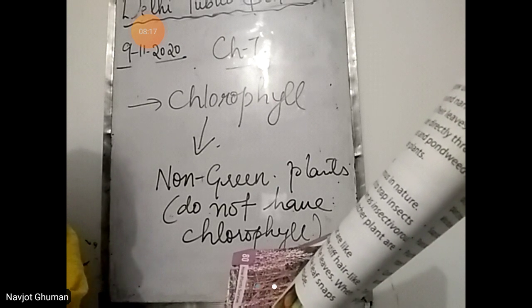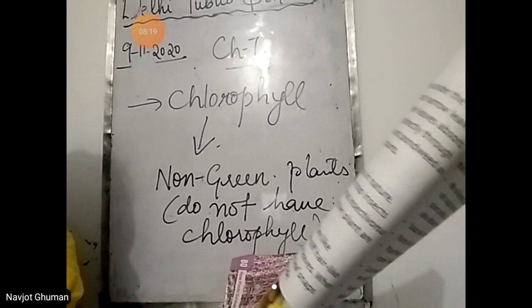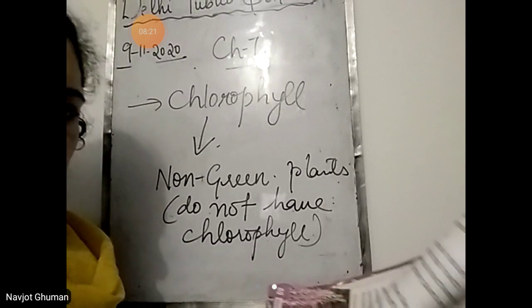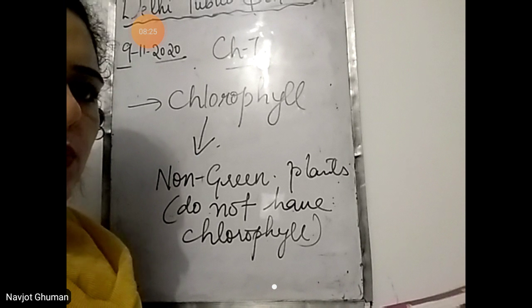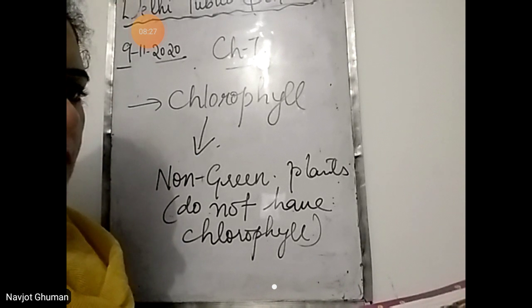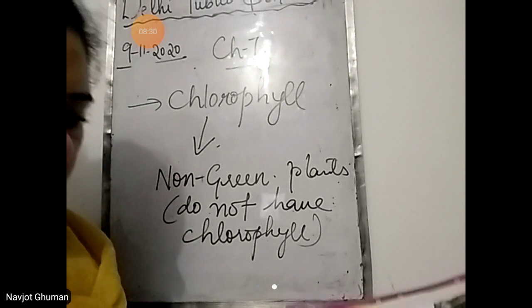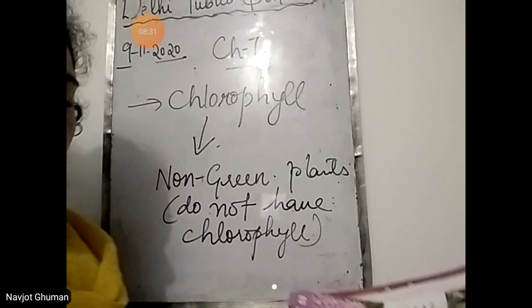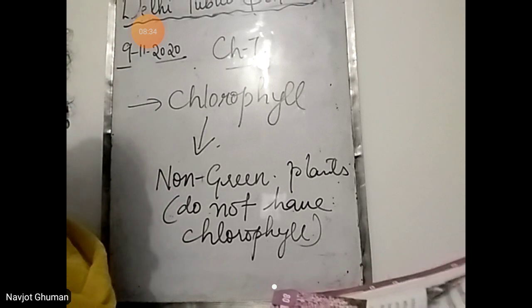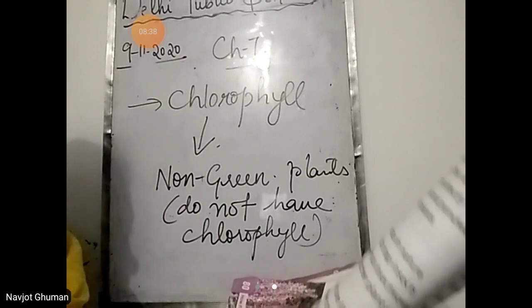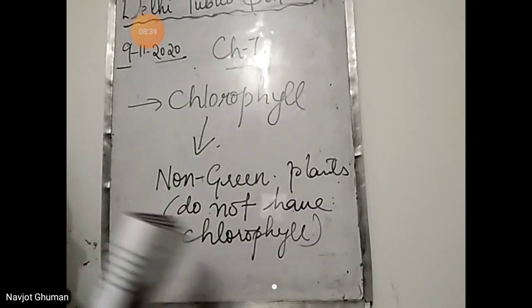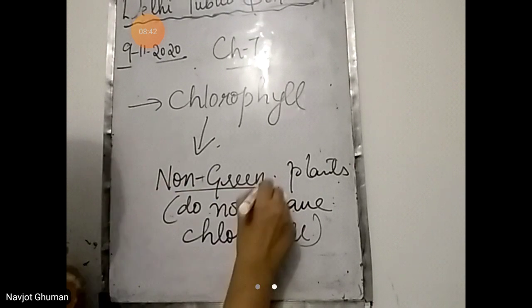Plants that cannot make their own food and absorb nutrients. Non-green plants do not have chlorophyll, so they cannot make their own food. So they need to take food from other sources. So from where will they take food? They absorb nutrients from dead plants and animals and are called saprophytic plants. Non-green plants are also called saprophytic plants.